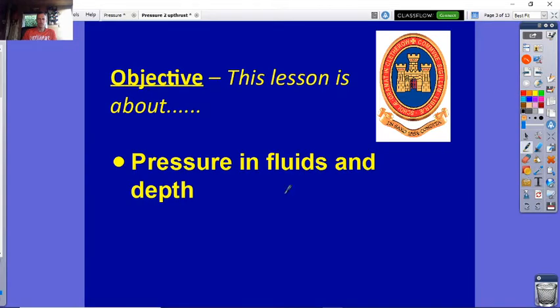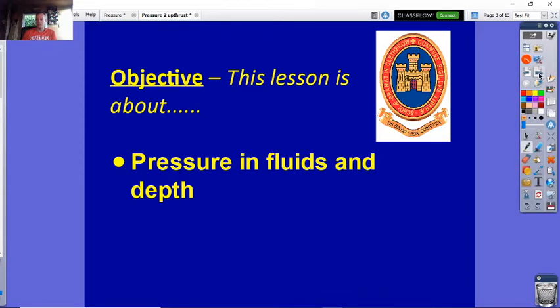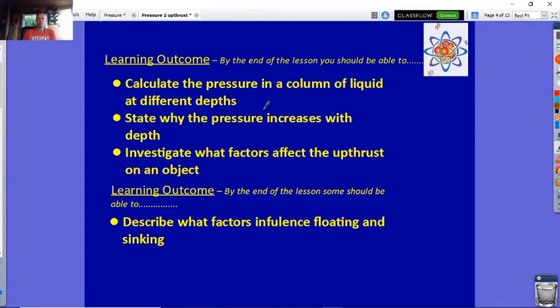So, what this little video is all about is pressure in fluids and depth. What I mean by this is that you're going to have to calculate the pressure in columns of liquid at different depths. Then you state why pressure increases with depth. These two here we're going to look at in a separate video. I'm just going to do this one and this one just now.